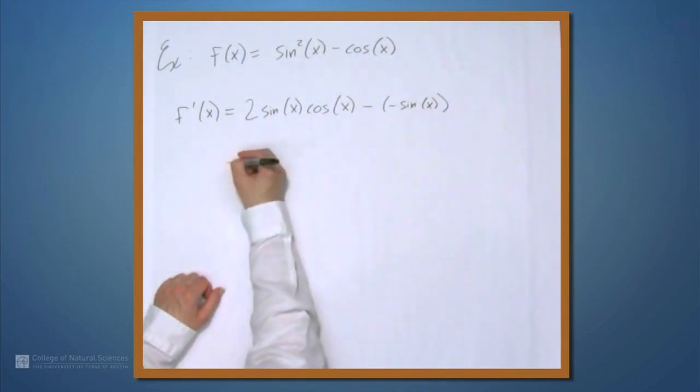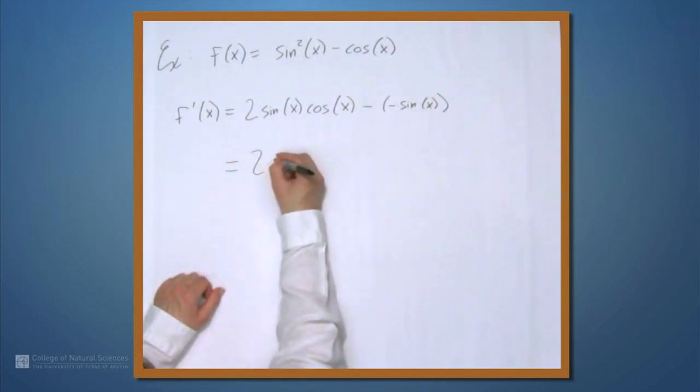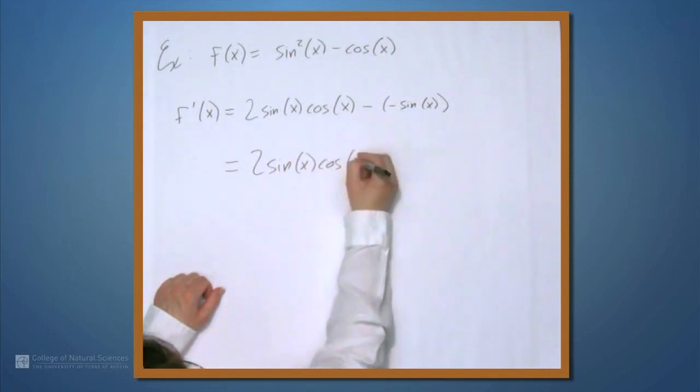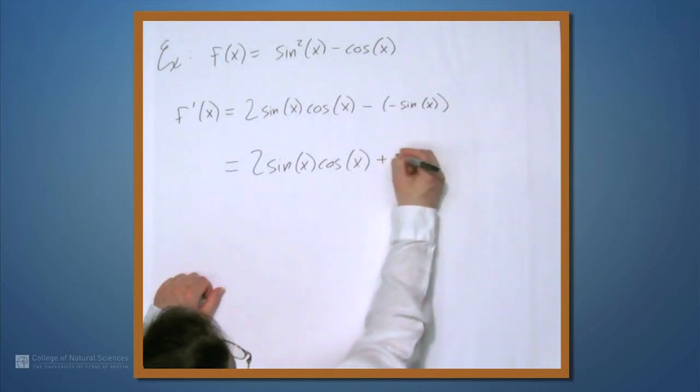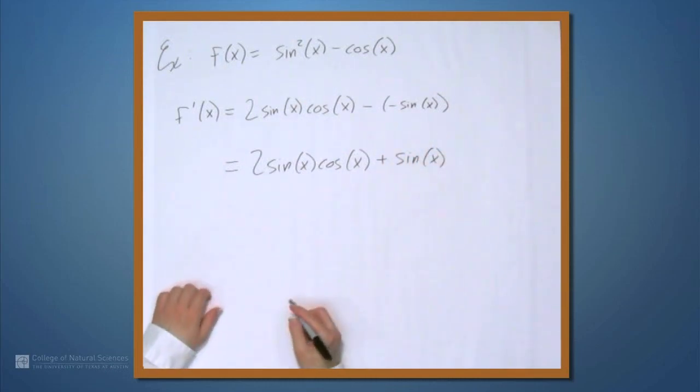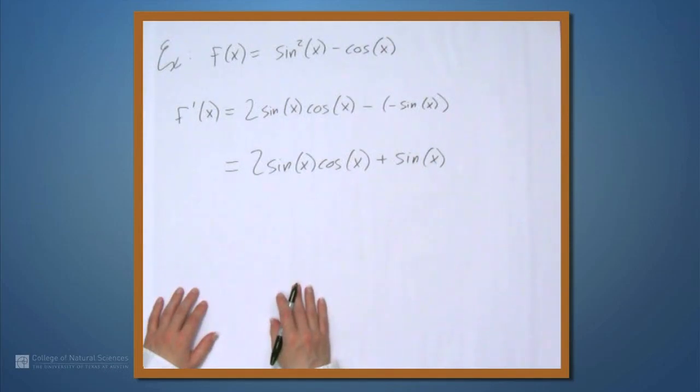So we have minus negative sine x. And this we can rewrite as 2 sine x cosine x plus sine x. And those are some examples of derivatives with sine and cosine.